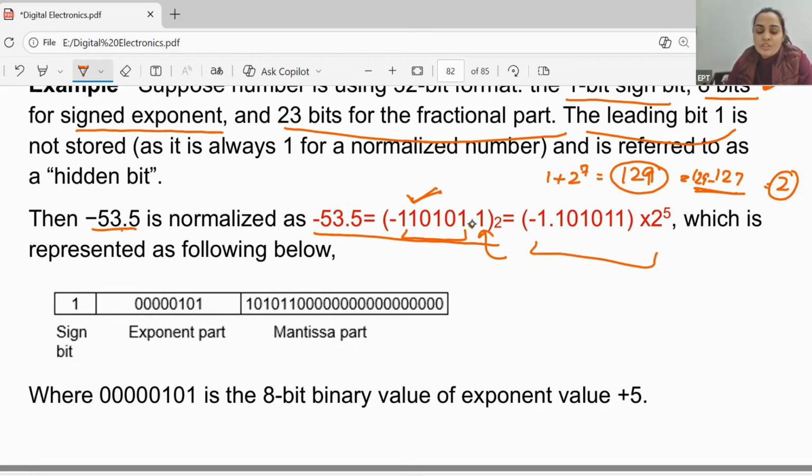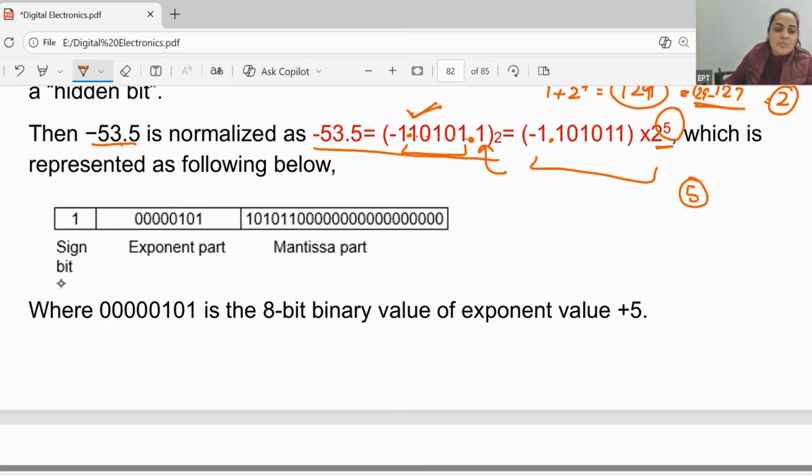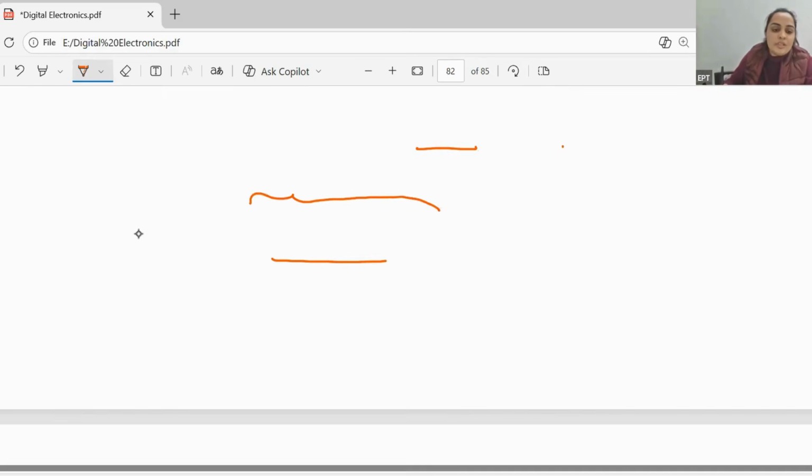So I have to shift this point 5 places, 1, 2, 3, 4, 5. So I want to have this here, right? So I will multiply by 2 raised to power 5. So here the value of the exponent is 5. So this is the sign bit. This is the mantissa, that is your fractional part. Okay, this value. And how will you fill this value?